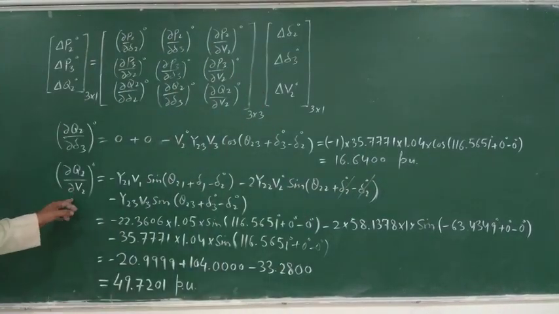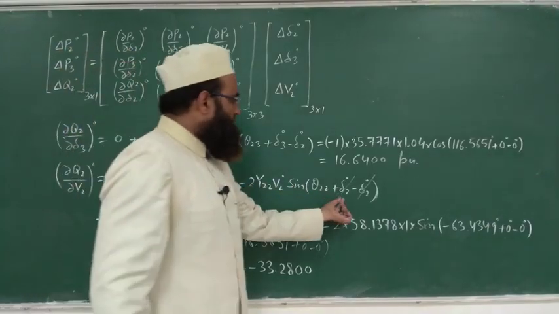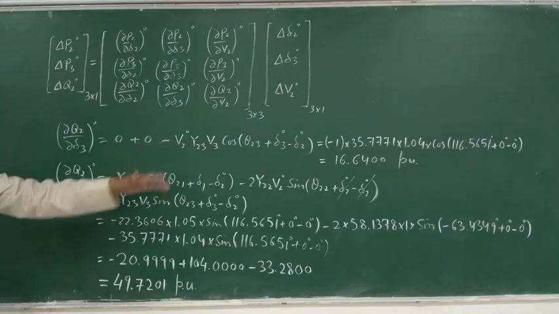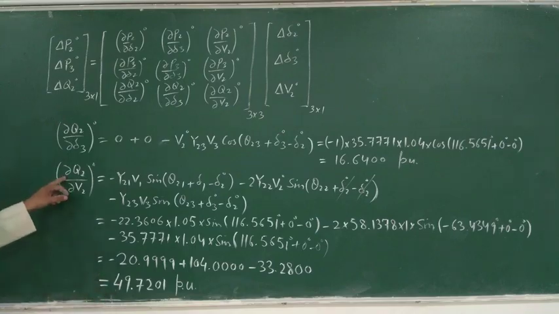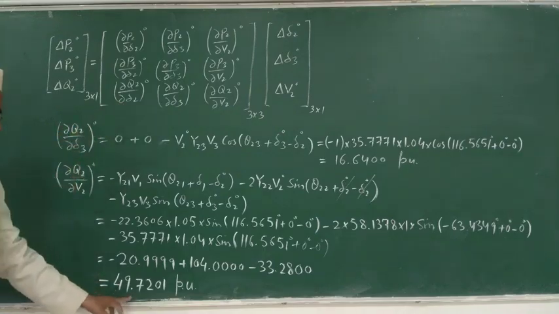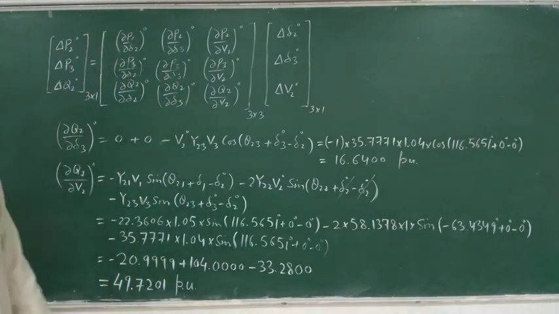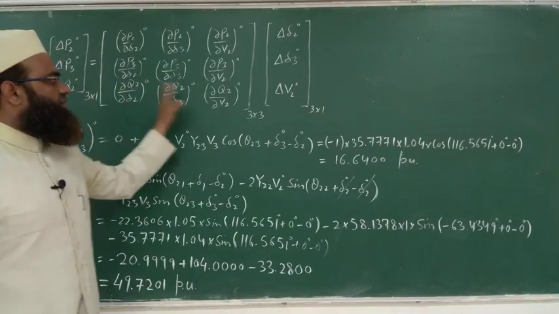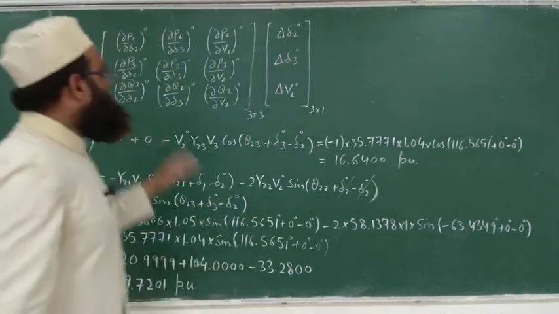The last one, del Q2 upon del V2, this one 0. We are having two terms here and the third term like that. The second term will not have delta 2 0, that gets cancelled. After substituting the values in the three terms of this expression, you are getting the value of this element of the Jacobian matrix as 49.7201 per unit. What next? Till now we have evaluated all 9 elements of the Jacobian matrix. Next step will be to evaluate this with the help of these two matrices.